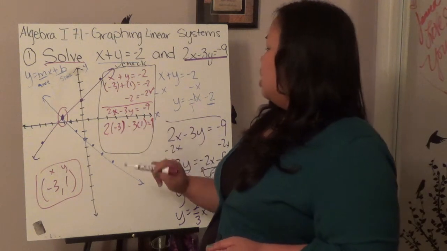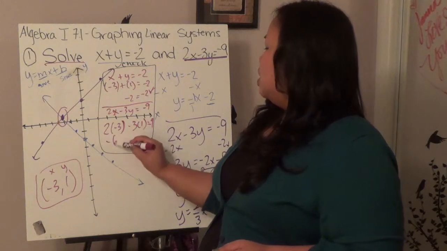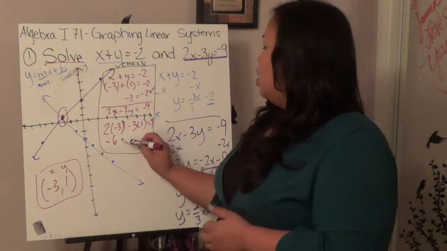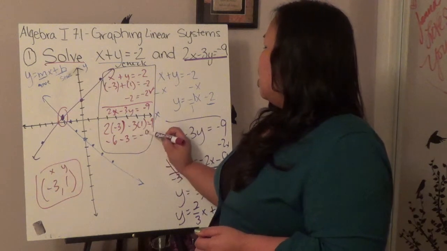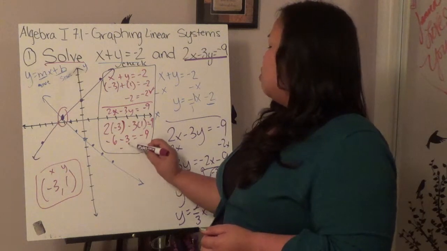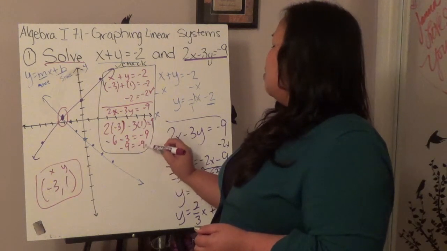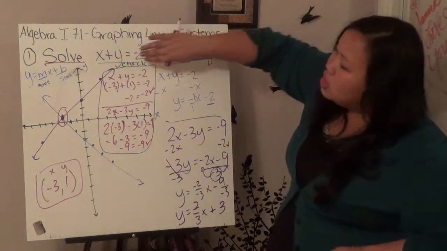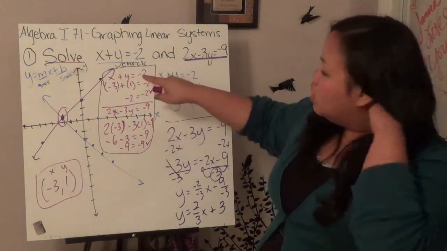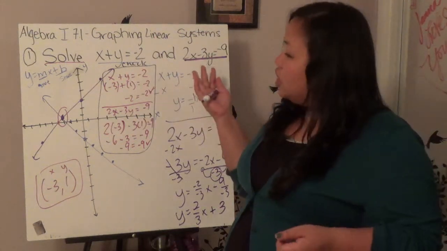So 2 times negative 3 is negative 6. Negative 3 times 1 is negative 3. I end up with negative 6 minus 3, negative 9 equals negative 9. Check. So this is not part of solving the problem. This is just to show you and to check to see if your answer is right.